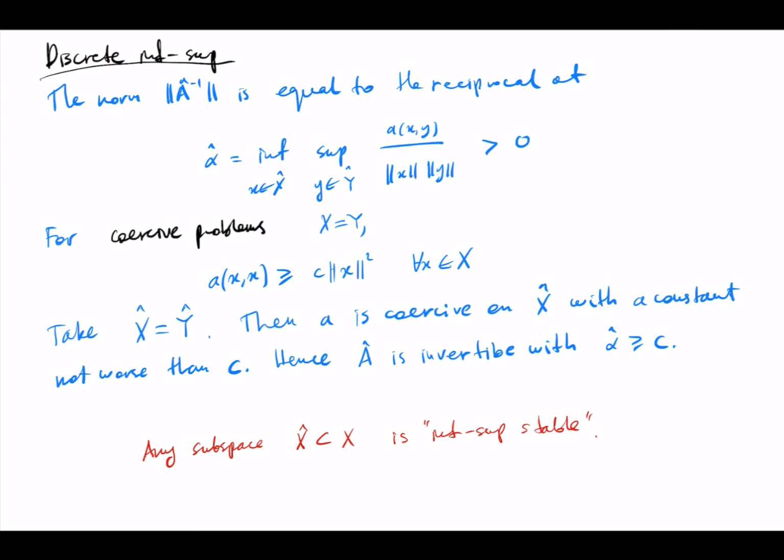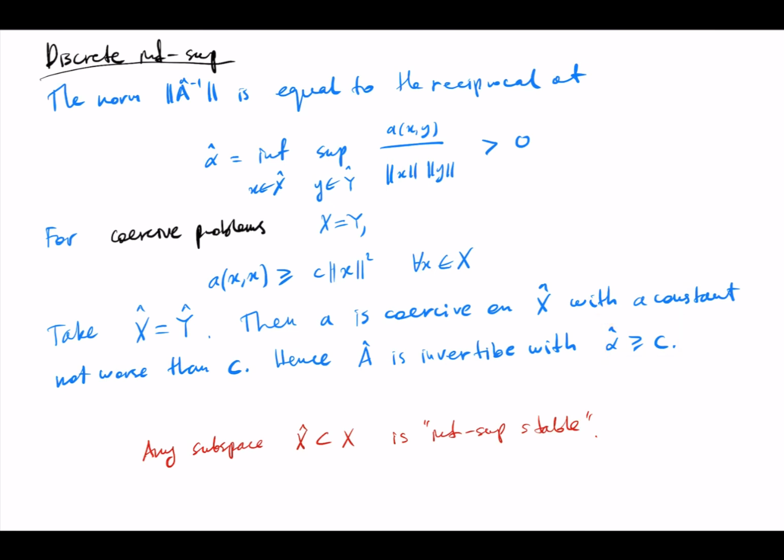The inf-sup condition. So obviously, because A is coercive on the whole space X, it is coercive also on the subspace X hat, and the coercivity constant for the subspace will be not worse than C. So you can imagine that if this X hat is very small, you might actually get an even better constant. But all these constants will be bounded below by this continuous coercivity constant. So the discrete operator A hat is invertible with alpha hat constant at least equal to C.